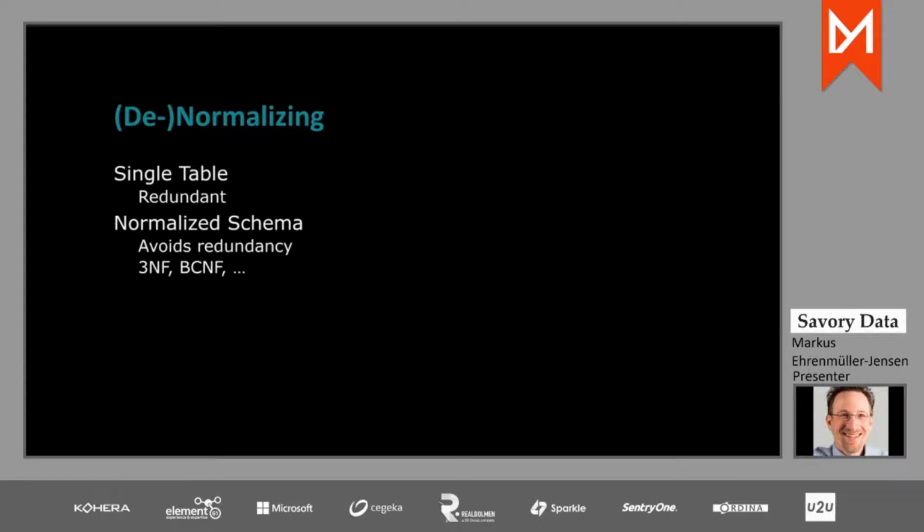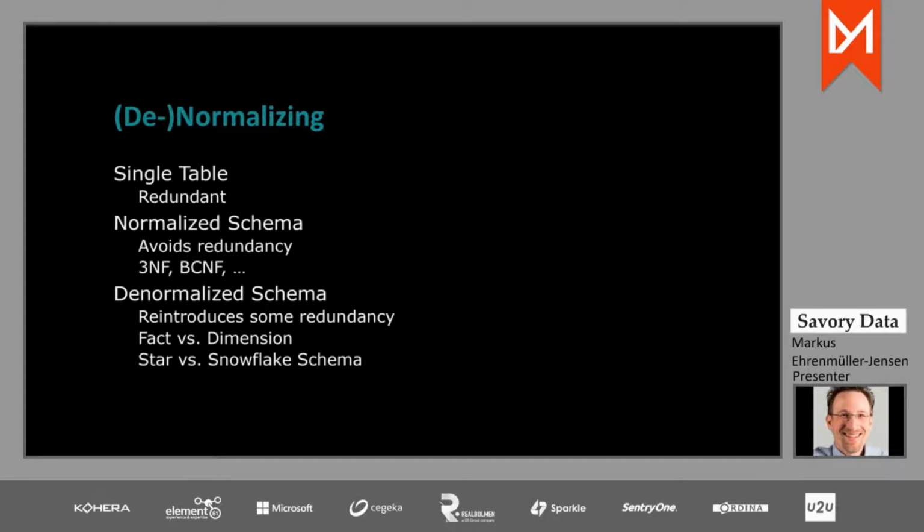So for business intelligence, for data warehouses, for us as Power BI users, I do not want to have to query a complex model like that. I want to make this easier for me. And the easier way is not going back to the single table approach, but there's a compromise. The compromise is the denormalized schema, where we have some redundancy reintroduced, but not all.